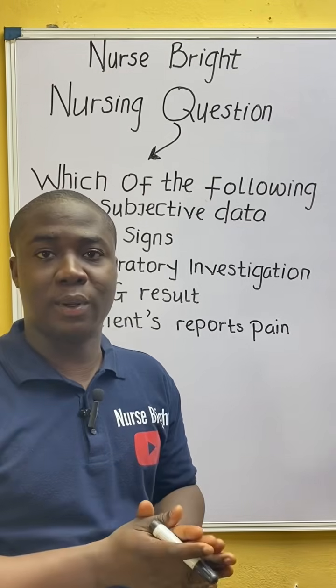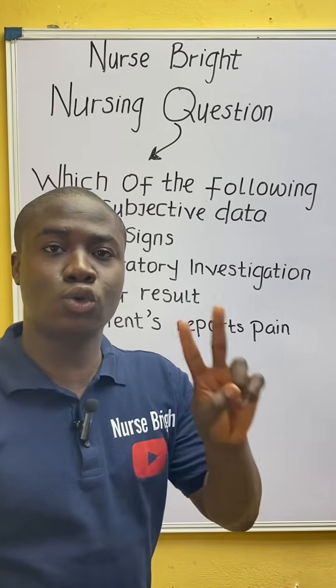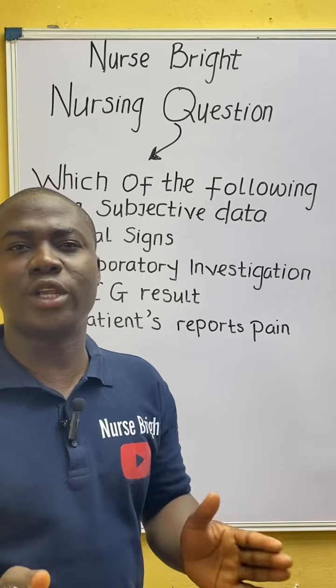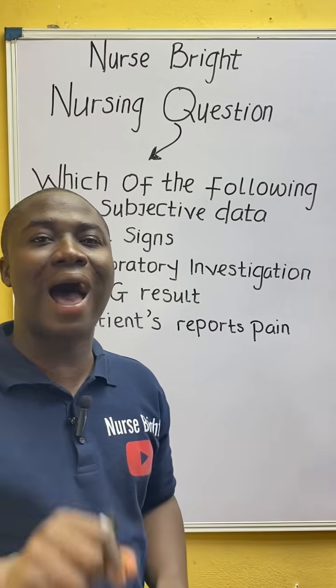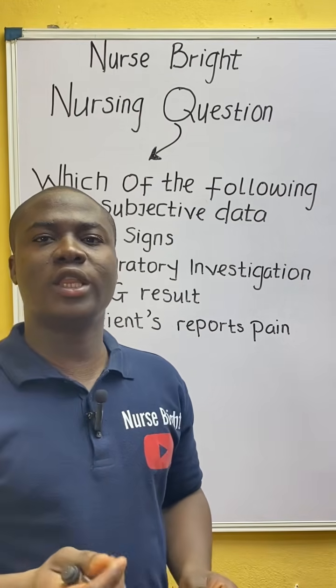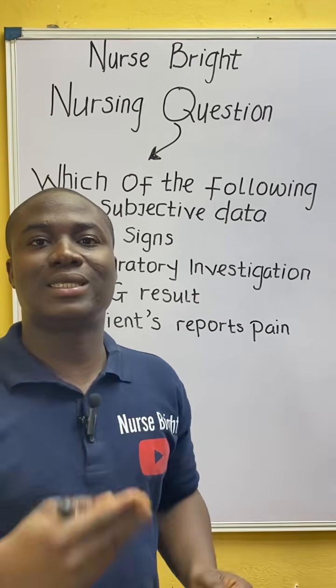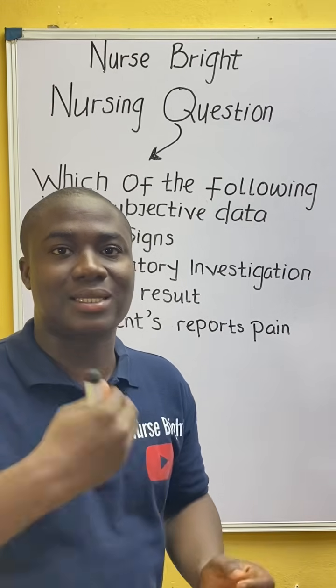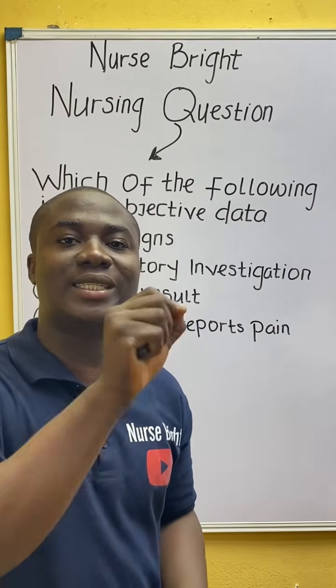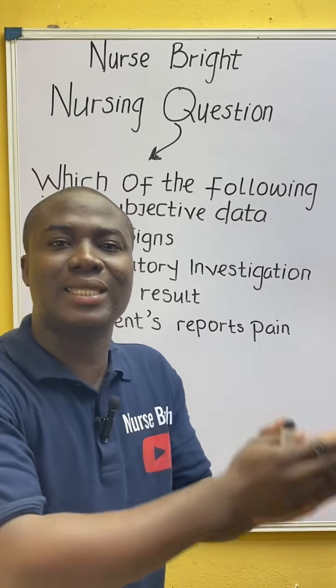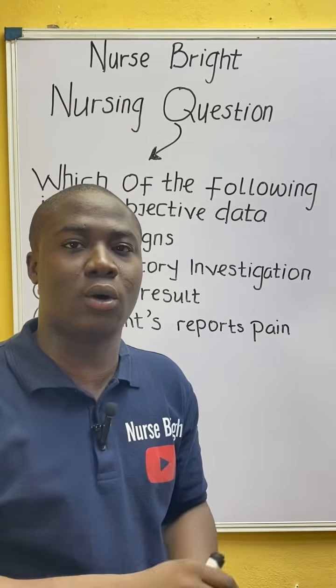Now listen properly. In nursing, we have two types of data, which are subjective and objective data. For the subjective data, these are data that the patient reports, or these are data that the patient states, whereas objective data are data that are measured or observed by a healthcare professional.